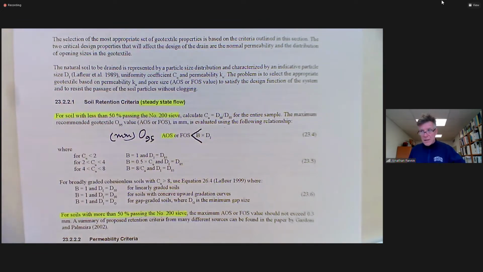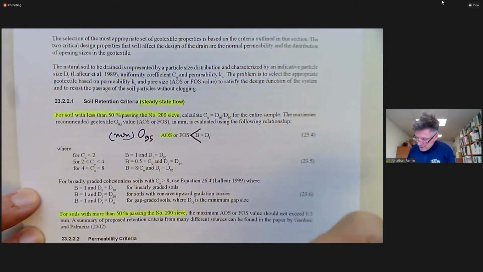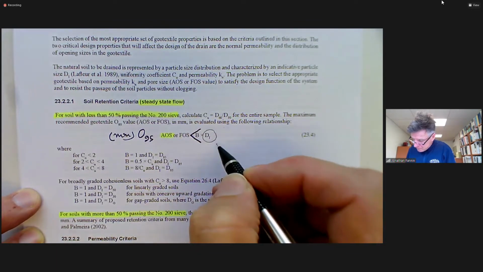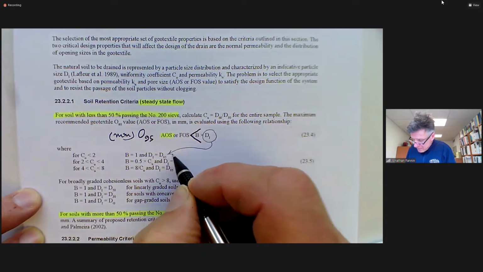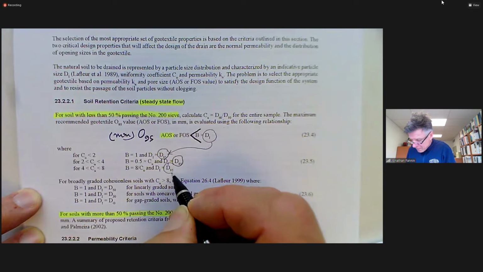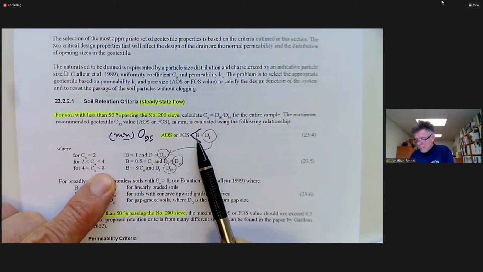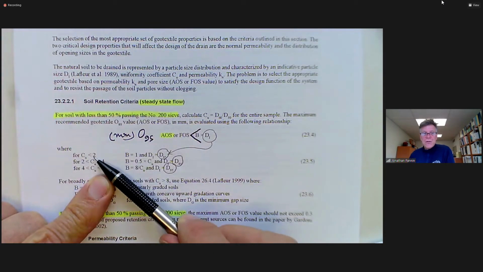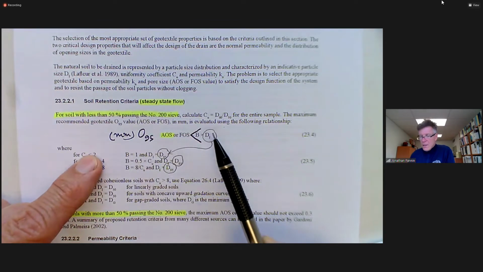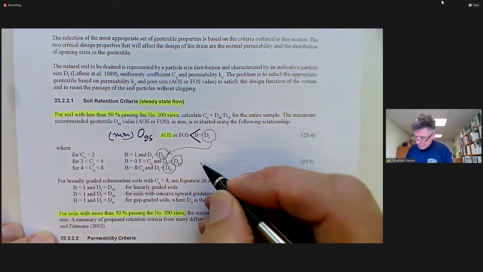In fact, let's capture that. It is going to be b times D85. And it transpires that the little constant b is a function of the coefficient of uniformity. If you look at the way these all work themselves through, it turns out that b varies between 1 and 2.